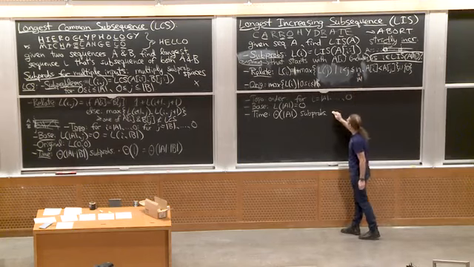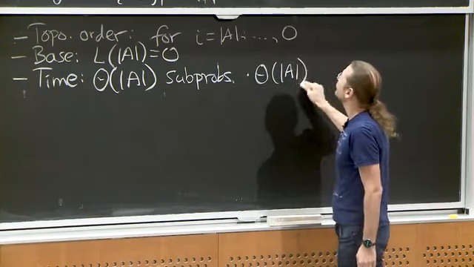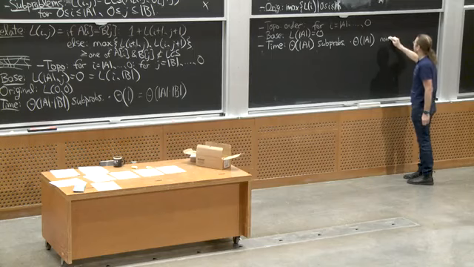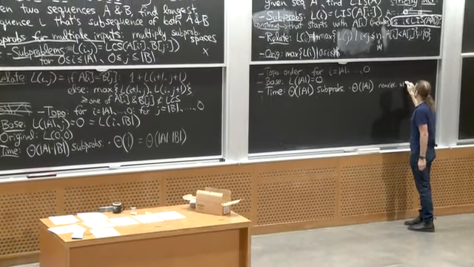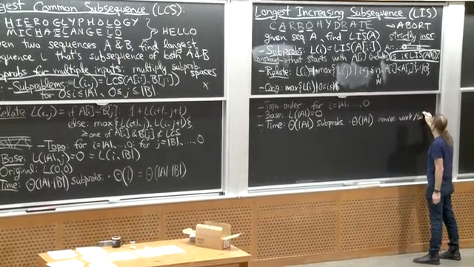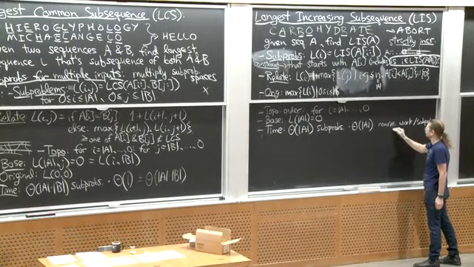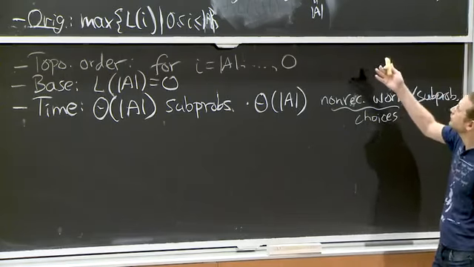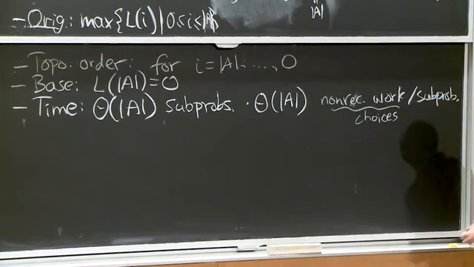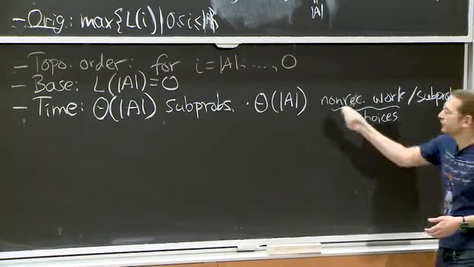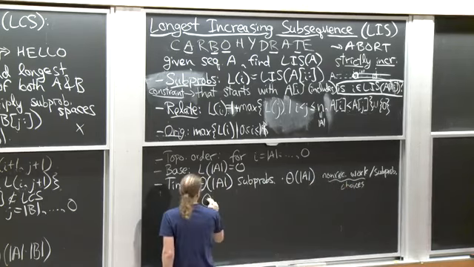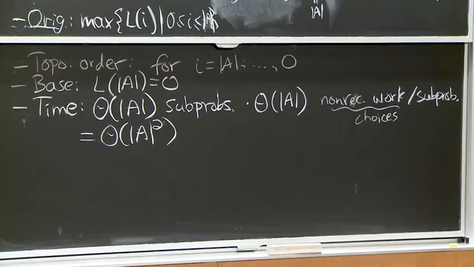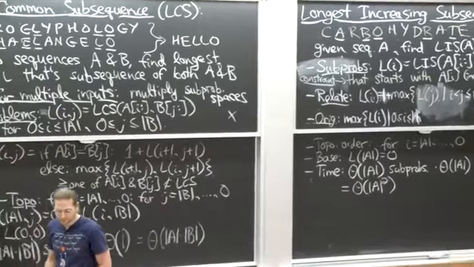And so we have theta length of A non-recursive work that we're doing in each subproblem. Or you might think of this as choices that we're considering. And for each choice, we're just taking a max of those items, adding 1. So that's a constant overhead. And so we just get this product, which is length of A squared. Cool. So that's longest increasing subsequence.